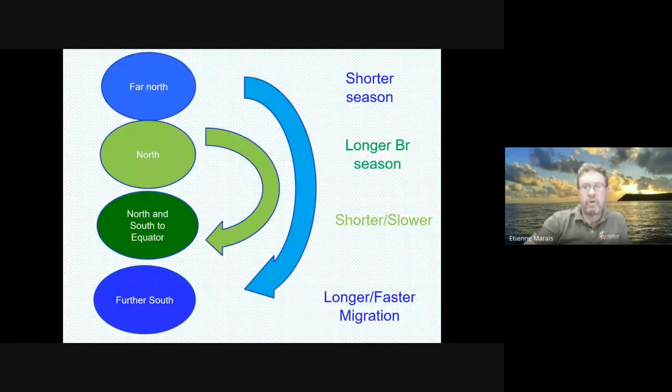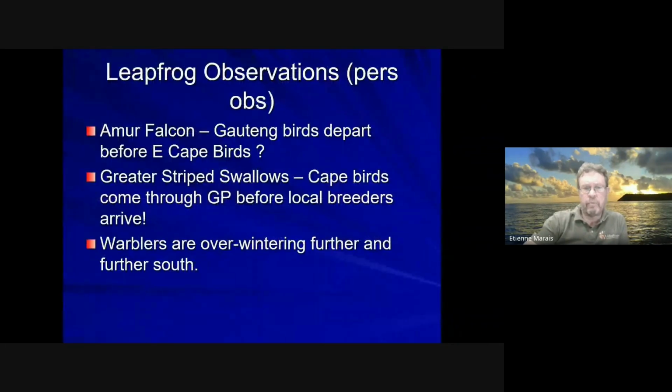Although I'm not exactly sure that that's the case in some of the examples that I'm going to give you. So greater striped swallows, we can actually extract that data from SABAP and from BirdLasser, which I'll come to. The Cape birds breed as far south as Cape Town, and in the northern Highveld of the country around Johannesburg, we have those birds that breed in that area.